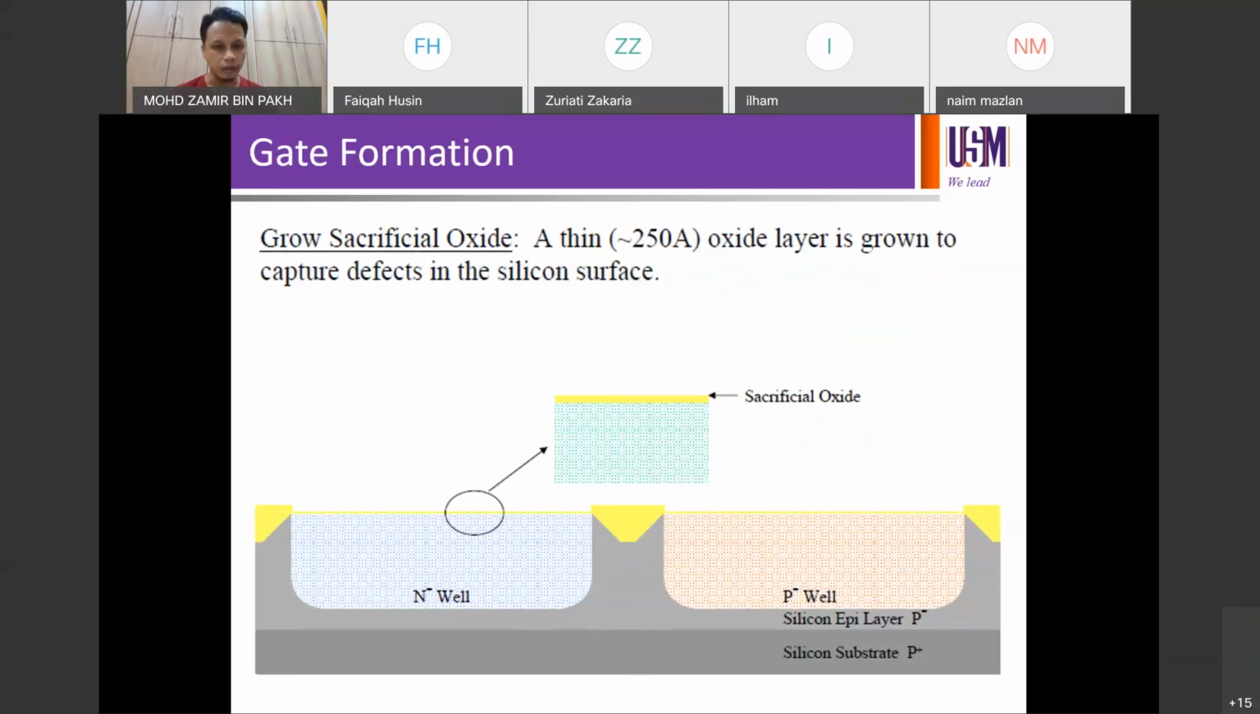Next, SAC-ox, sacrificial oxide, we call it SAC-ox normally. So a thin 25 nanometer or 250 angstrom oxide layer is grown. The word here is grown. So if we use grown, what is the process that we use? What's the exact process name? Grown. I just mentioned it, right? So what's the process name?